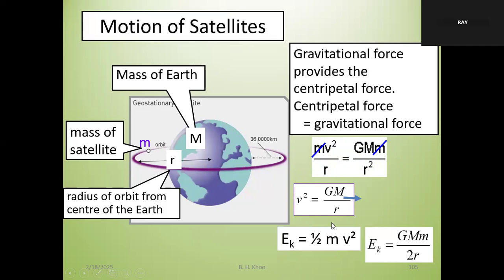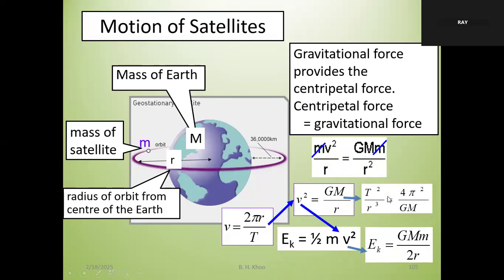Then to get the kinetic energy formula, you replace this V squared with this V to get this formula. Then replacing the V with 2 pi R over T, you get this formula. Essentially, you need to know how to derive. They are changing it slightly; you'll see in one of the questions.